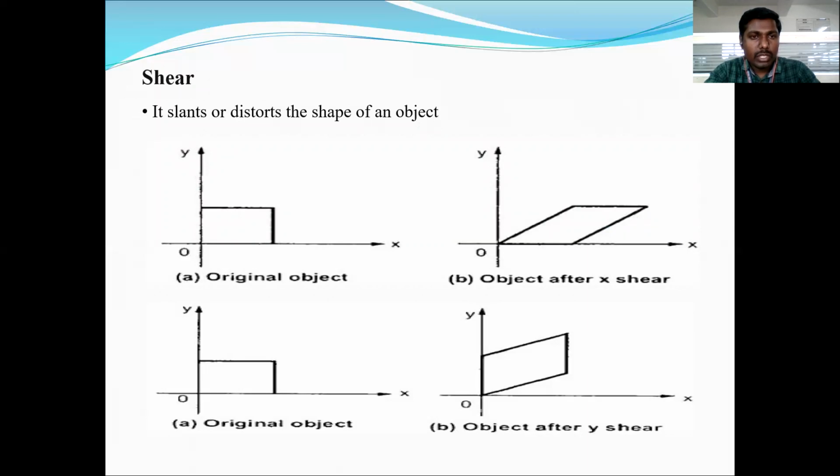So shearing. Shearing is our last type in the 2D transformation. Shearing means what? It slants or distorts the shape of an object. The slanting, you know, means slight alteration in the images. Distorts. We simply say that, for example, we consider one example.